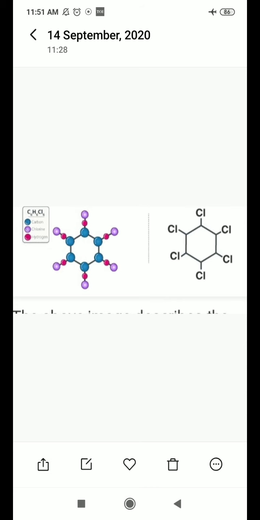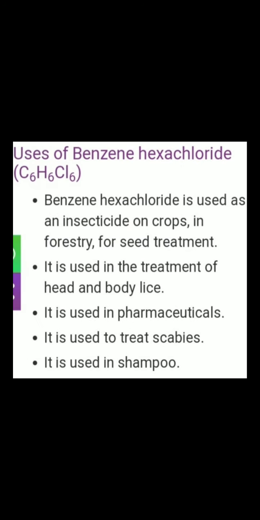Now this is the structure, how it looks, a ball and stick model. The bluish color is indicated by carbon atoms, chlorine is indicated in faint pink, and hydrogen is represented by red color. This is the structure of your BHC, benzene hexachloride, the common name. Then the uses of benzene hexachloride.